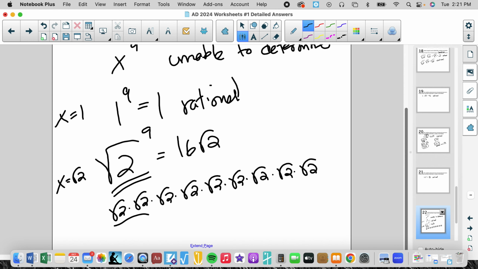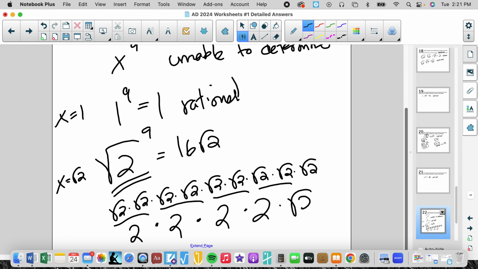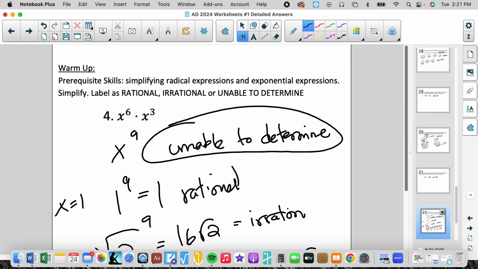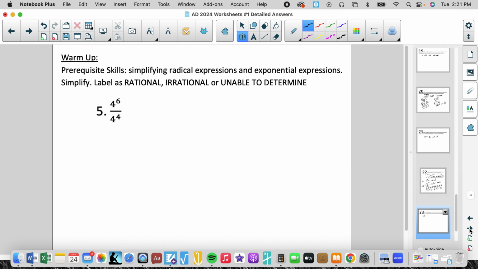And every pair makes rad 4, so a 2 will come out. Every pair, a 2 will come out. And then we have 1 rad left over, and 2 to the 4th, as I said, and 2 to the 4th is 16. So we get 16 rad 2, which is irrational. So we don't know. It's sometimes. So since it's sometimes, and we don't know what it is, we are unable to determine.